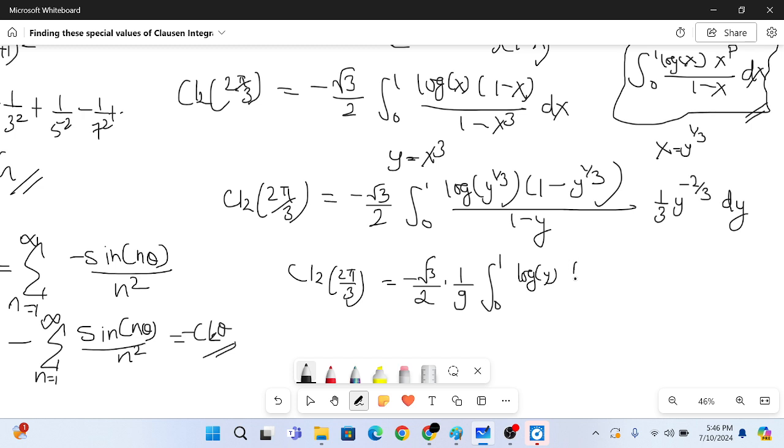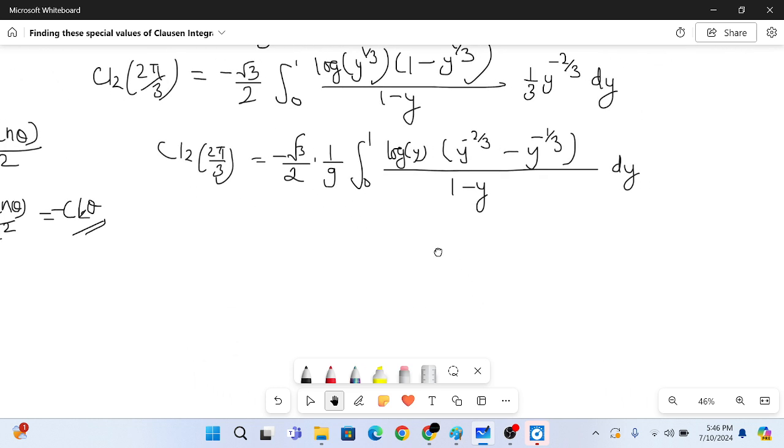If you multiply y to the power minus 2 by 3, this will be y to the power minus 2 by 3 minus 1 by 3, and that will be y to the power minus 1 by 3, divided by 1 minus y dy. Yes, 1 by 3 and 1 by 3 gives 1 by 9. Okay, good, looks good. Now to solve this, let me simplify it. Actually, there's nothing to simplify.